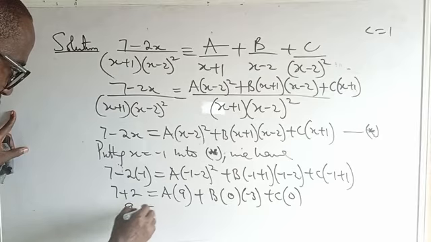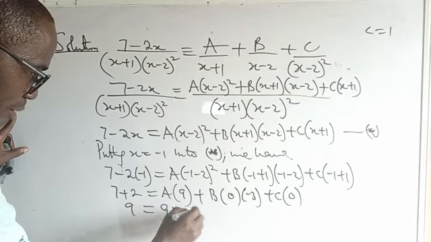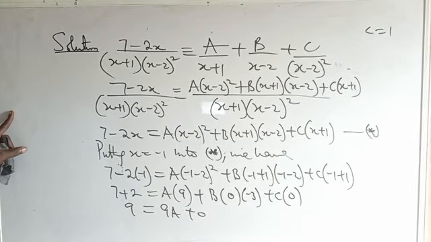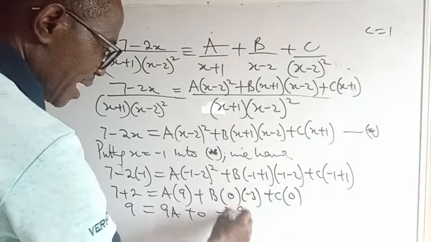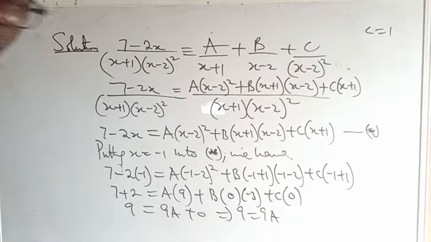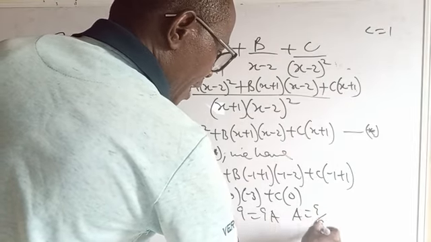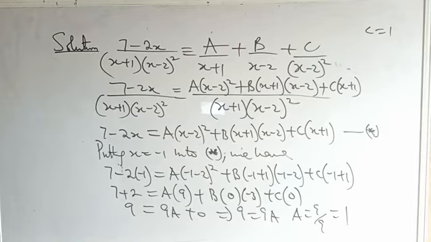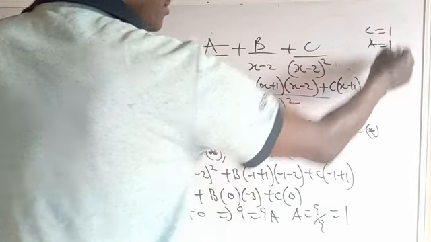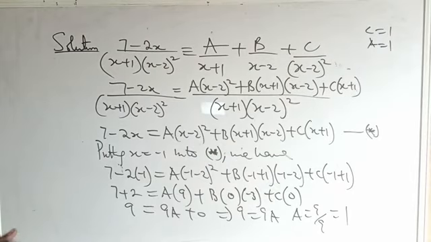So we have 9 is equal to 9a plus 0, because everything here is 0. So that implies 9 is equal to 9a. So how do we now get a? Divide both sides by 9. So a will be 9 over 9, which is 1. So our a is 1. So it now remains for us to get b.